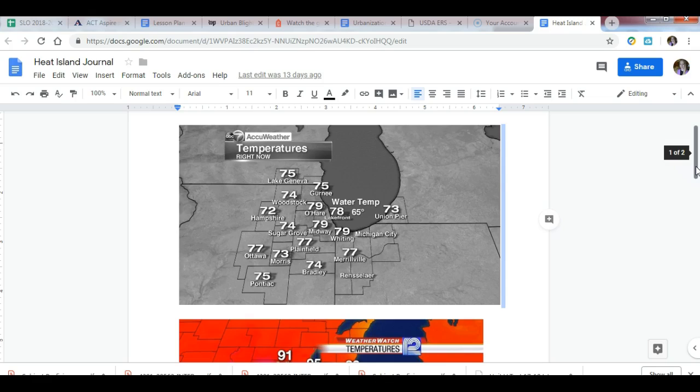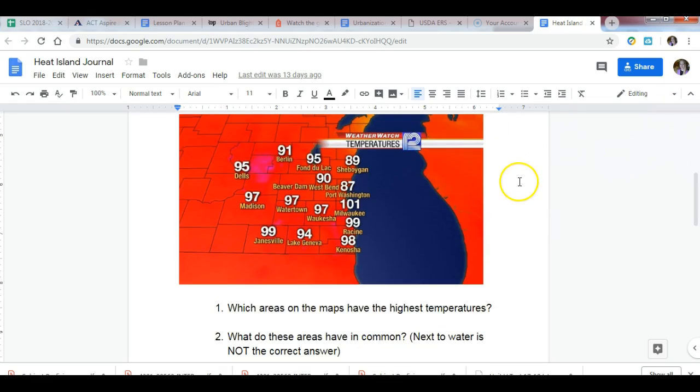What can we say about these two areas? Why are they the hottest? Where are they? What are they? They're cities. Yes, lots of people and lots of pavement. So what do they have in common? They are both large city areas, right?